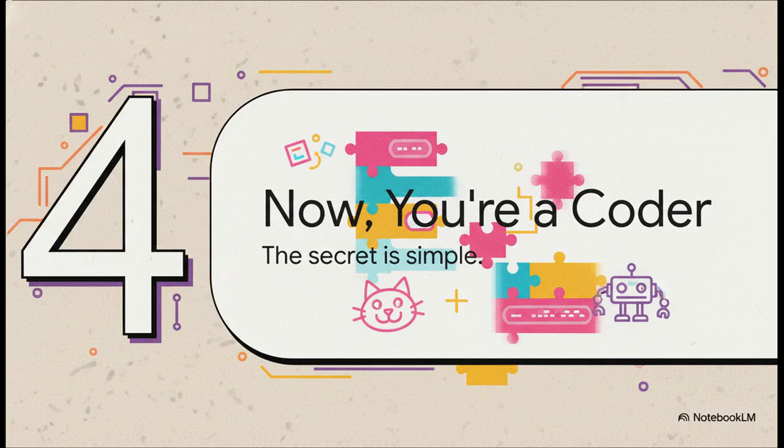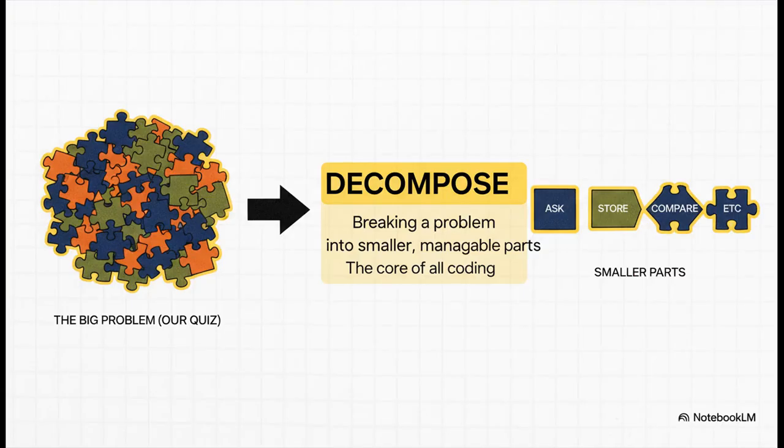Seriously, what we just did is based on a core principle that drives all programming. And that principle is just one word: decompose. We didn't try to build the entire quiz all at once, did we? No way. We broke the big problem down into smaller, manageable parts. Ask a question, get the user's answer, store it, compare it, and then respond. That process of breaking down a complex problem is the absolute essence of coding.